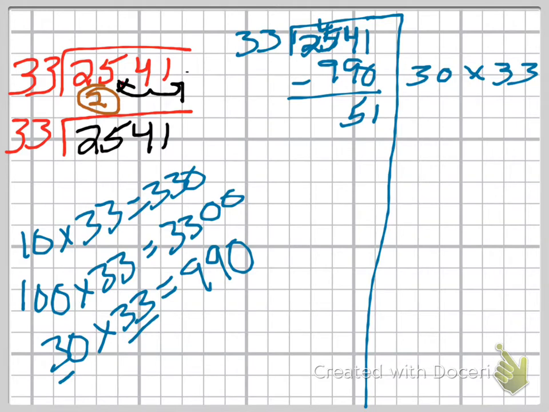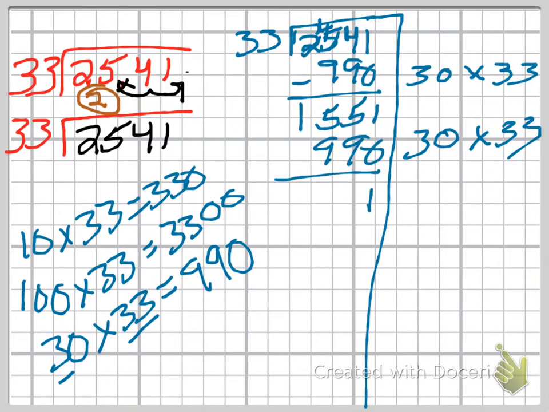14 minus 9 again is 5, and then I have 1,000 left over. So I can do another group of 990 here. So I'm going to go ahead and do 30 times 33, 30 groups. That's 990. 1 minus 0 is 1. 15 minus 9 is 6. 14 minus 9 is 5.